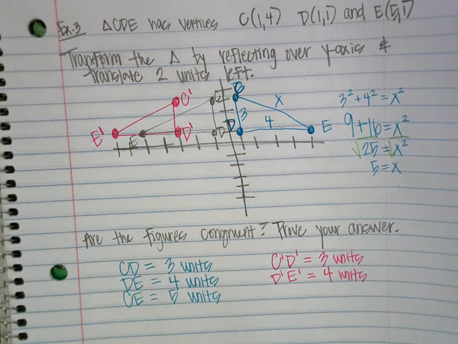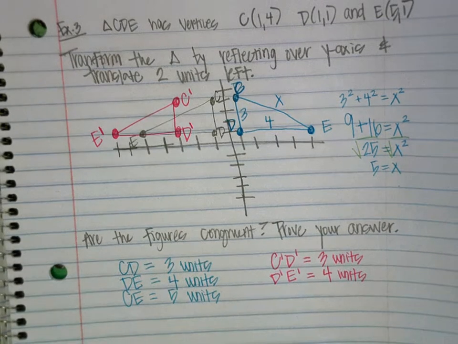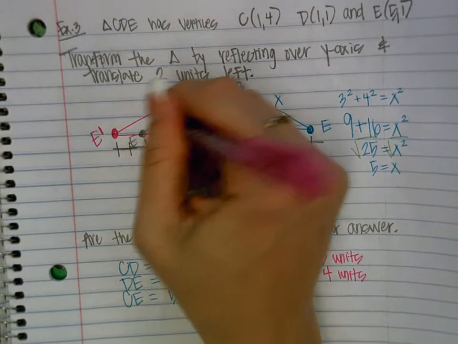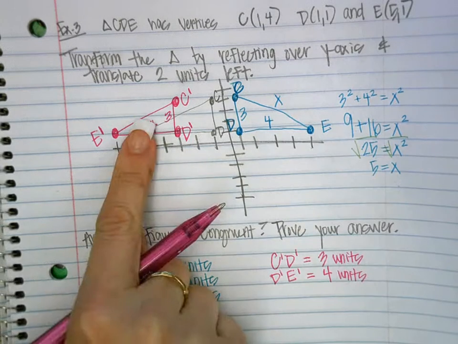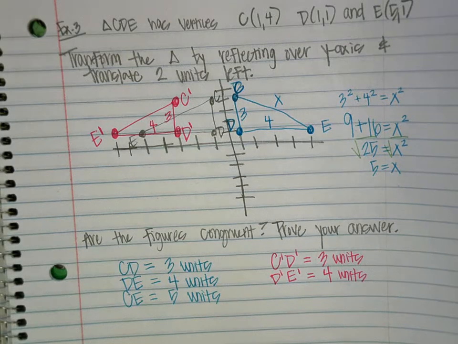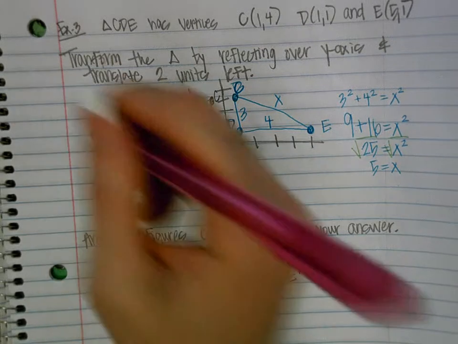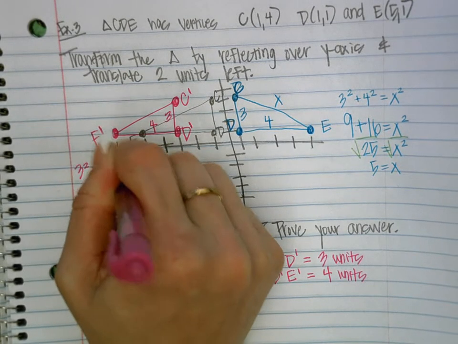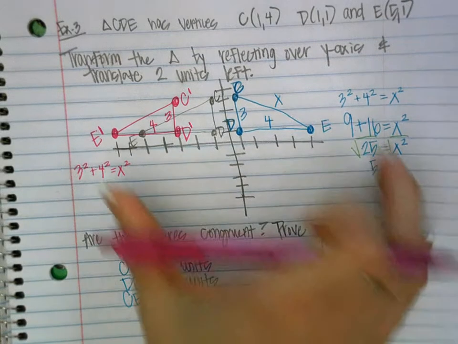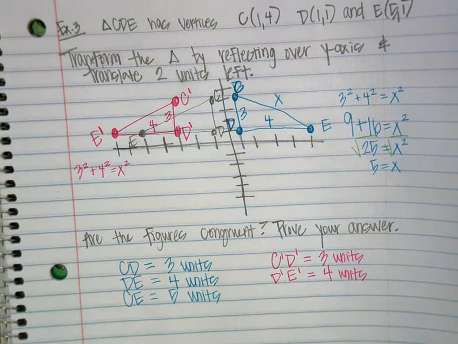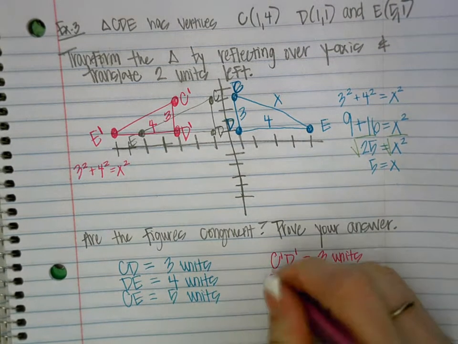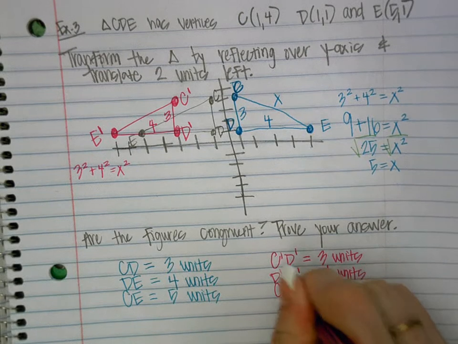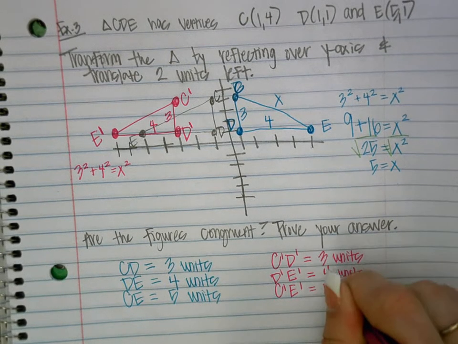Can you find this side length? We know that this one is 3, this one is 4. How would you do it? The same thing, right? You would use the Pythagorean theorem: 3 squared plus 4 squared equals X squared. Since we just did this, you don't have to show it twice. So C prime E prime is also 5 units.